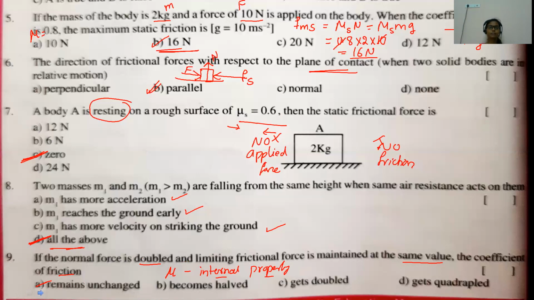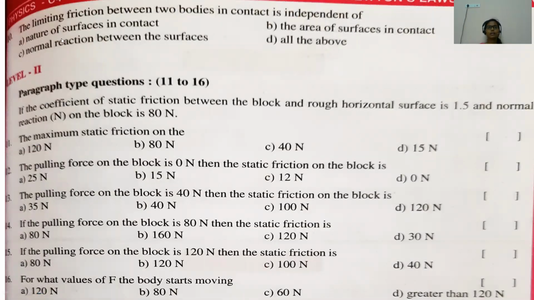Next question: the limiting friction between two bodies in contact is independent of what? See, the normal reaction between the two surfaces, it will depend. The nature of the surfaces in contact, it will depend. The area of the surfaces in contact, it will not depend, it is independent of the area. So it is independent of area, and option C is the answer.